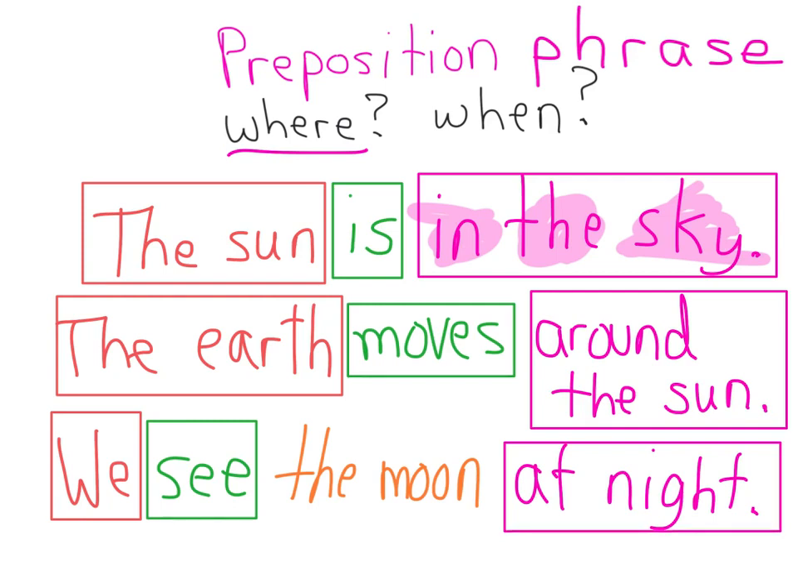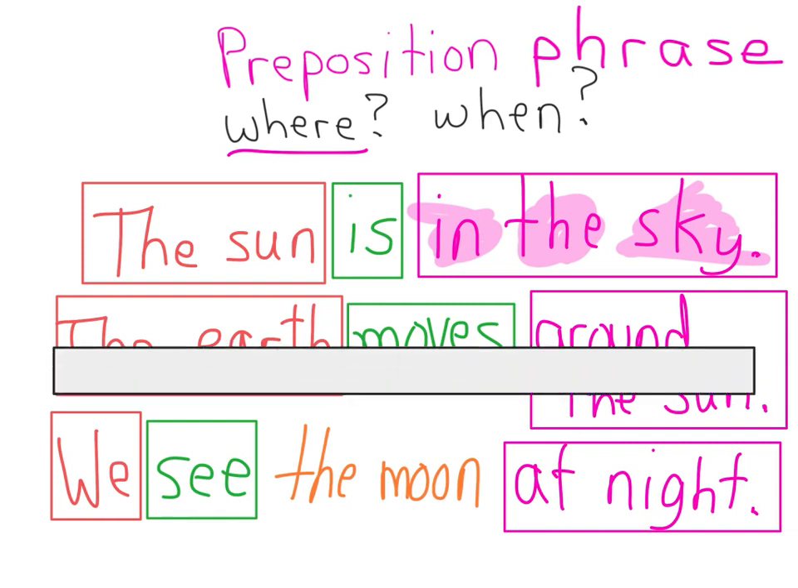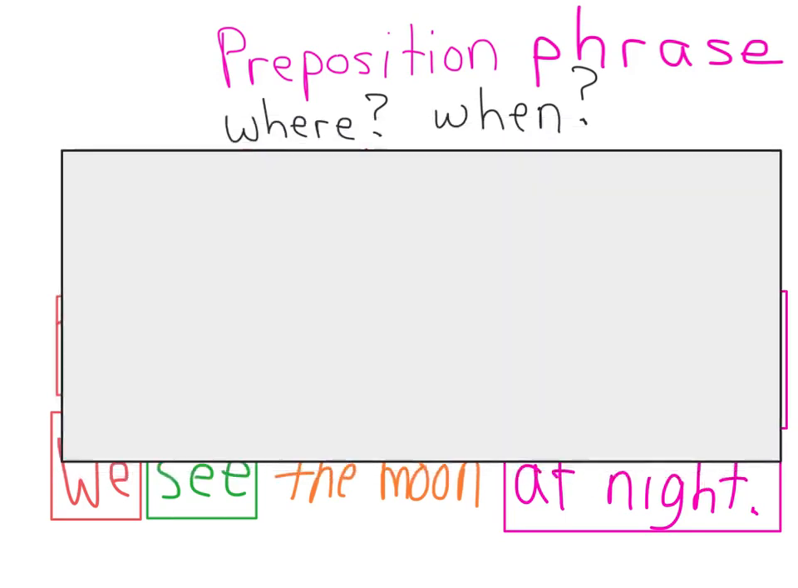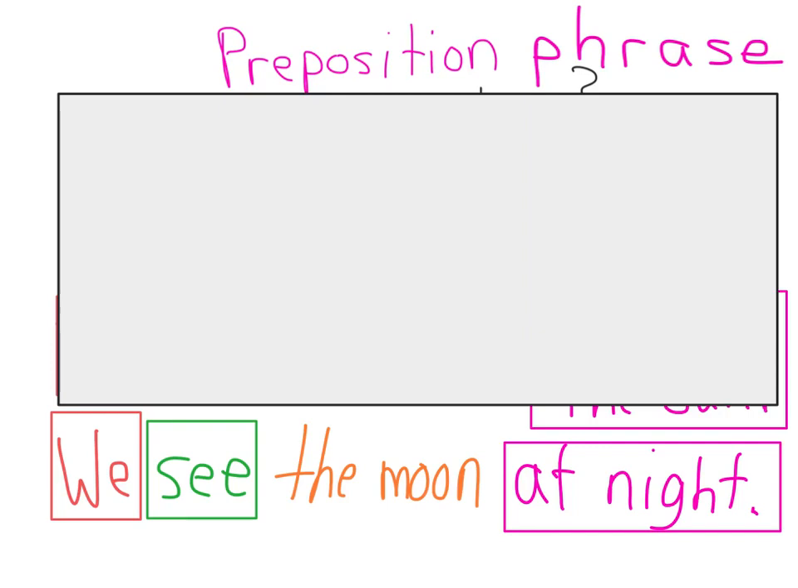Let's take a look at just this one. We'll get rid of some of that. So we have, we see the moon at night. In the pink box is our prepositional phrase. It tells us when we see the moon. So a prepositional phrase is going to be a group of words. Here we have 2 words that answer the question where or when. In this group of words, the very first word is the preposition.